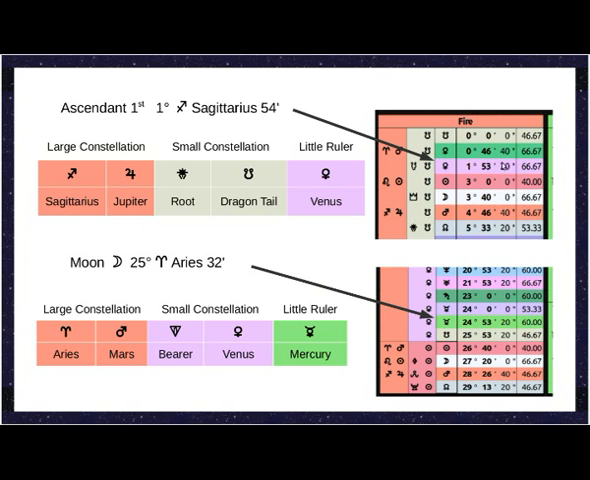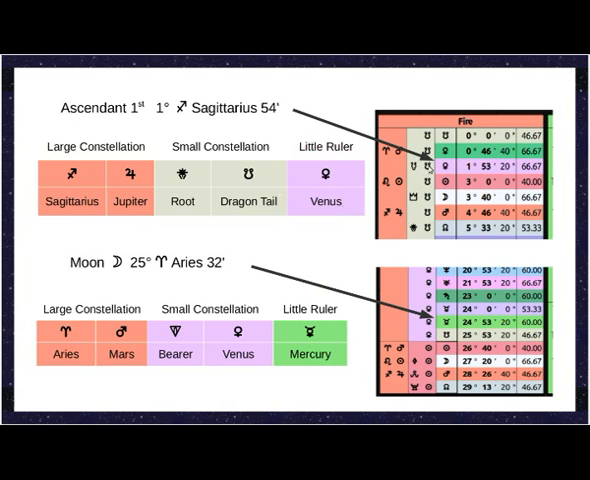So this first arc is ruled by the dragon tail, the next arc, and here we see that 1 degree Sagittarius 54 falls in between these 2 numbers here, in between 1 degree 53 minutes 20 seconds and 3 degrees. So 1 degree Sagittarius 54 falls within this purple box here, and the little ruler is Venus. So we can put Venus in our little ruler box.